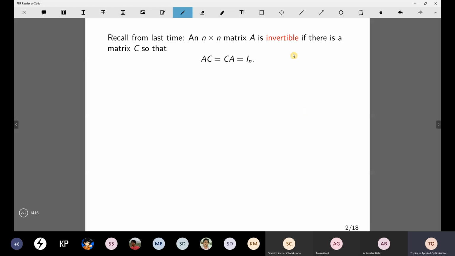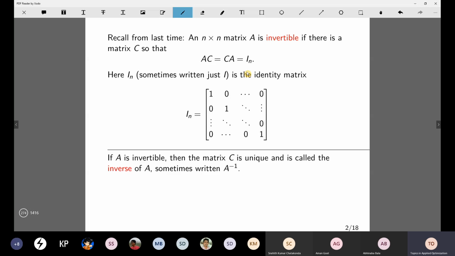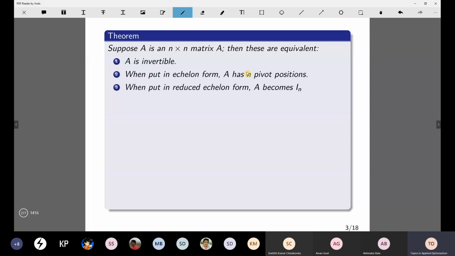We have seen before that A is invertible if there exists a matrix C such that AC equals CA equals identity, and identity is indeed the diagonal matrix with all ones. If A is invertible, then the matrix C is unique. These things we already know. Now the important theorem on this is the following, that all are equivalent forms. If A is invertible, it is the same thing as saying that if we do the echelon form, then it has n pivots. And when put in the reduced echelon form, A actually should become identity.